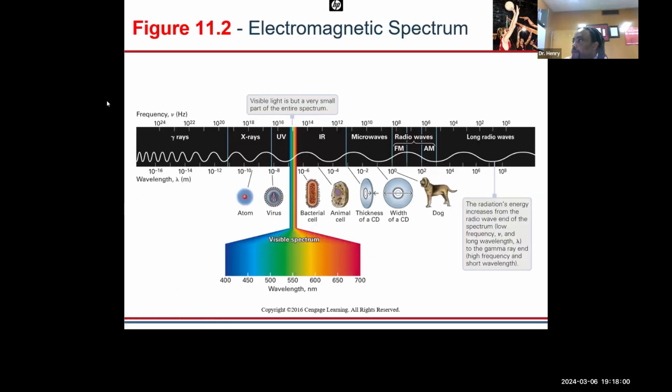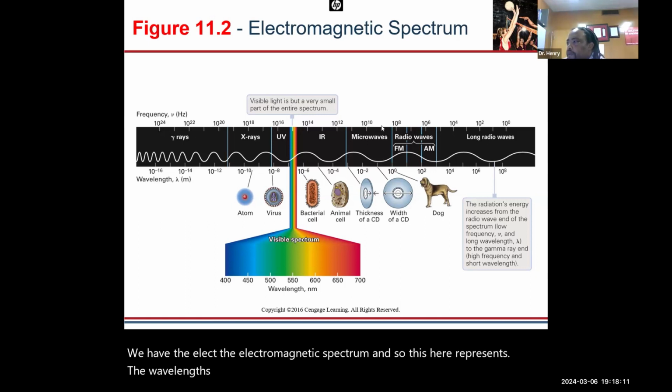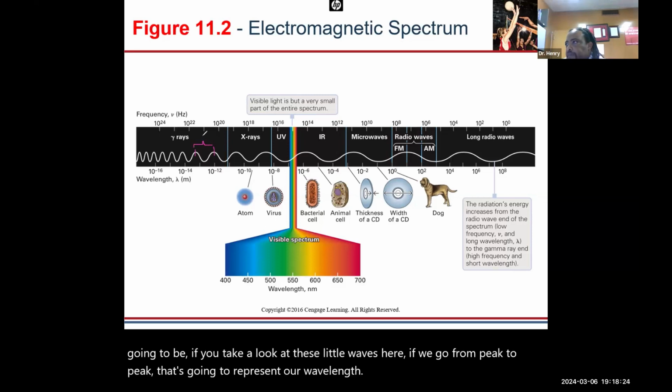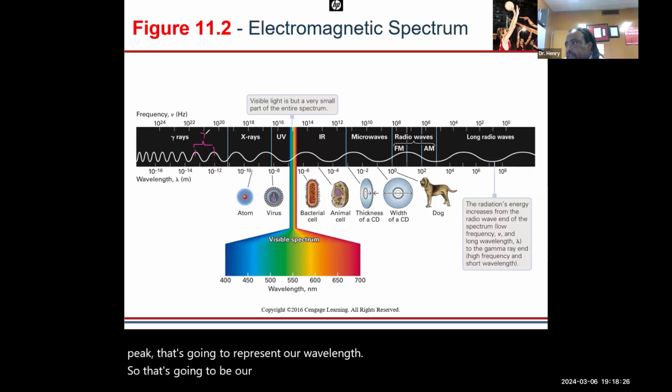So here we have the electromagnetic spectrum. This represents wavelengths down here, and up here is the frequency. The wavelength is going to be, take a look at these little waves here, we go from peak to peak. That's going to represent our wavelength, our lambda. From peak to peak lets us know how far it is.